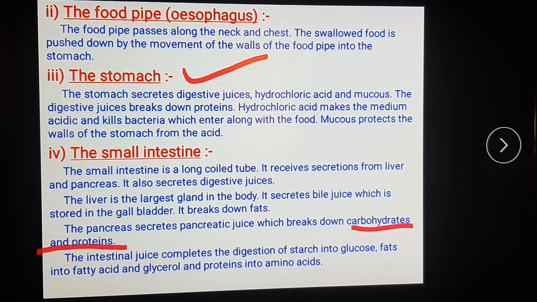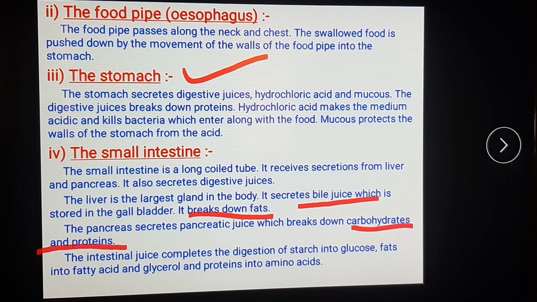Now here the functions of the juices are also given. It may come as a match-the-pair question also. So pancreatic juice breaks down carbohydrate and protein. Bile juice breaks down fats. You have to note down this. The intestinal juice completes the digestion of starch into glucose, fats into fatty acid and glycerol, and protein into amino acid.